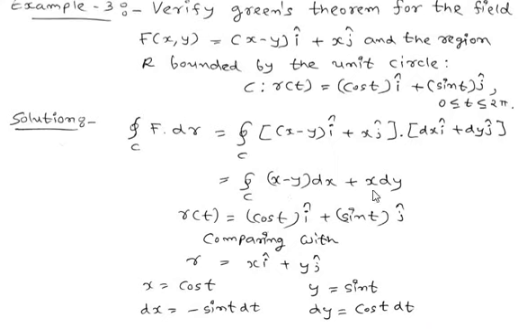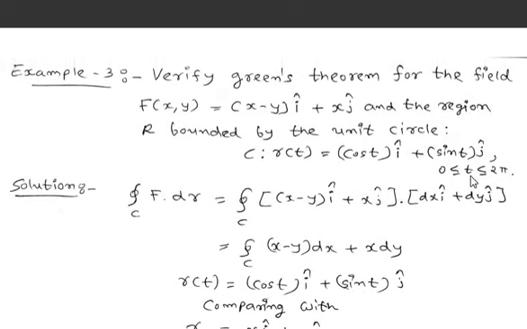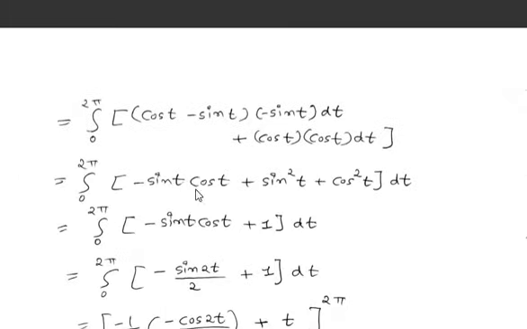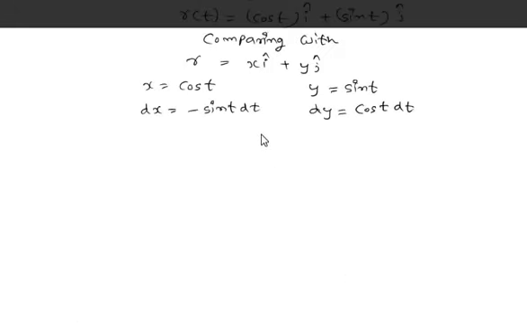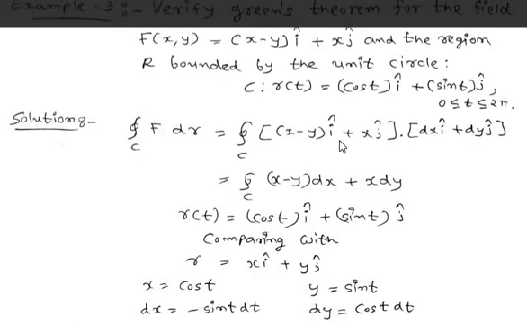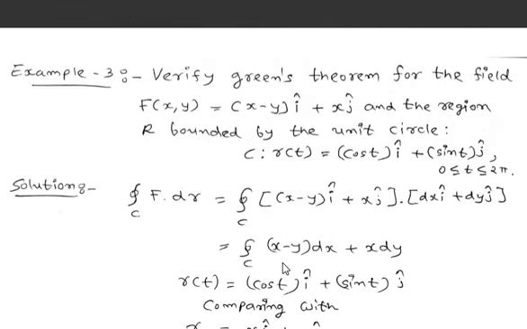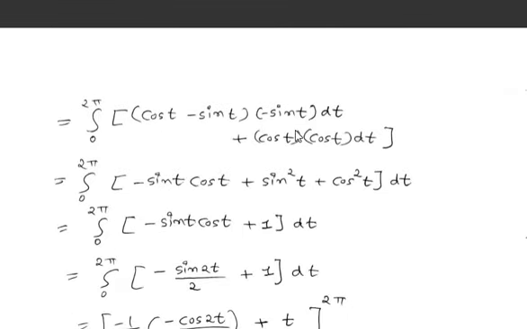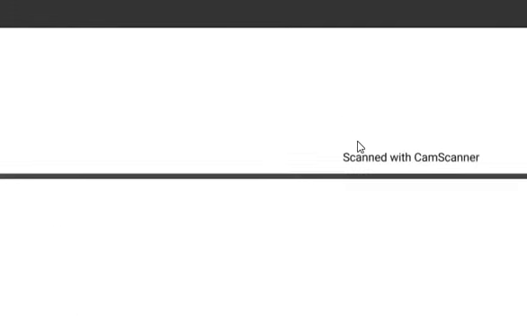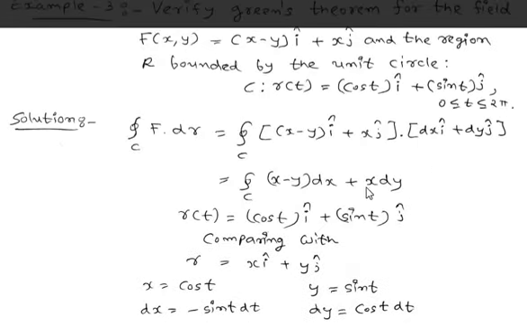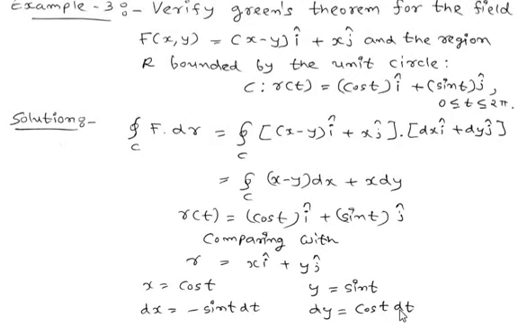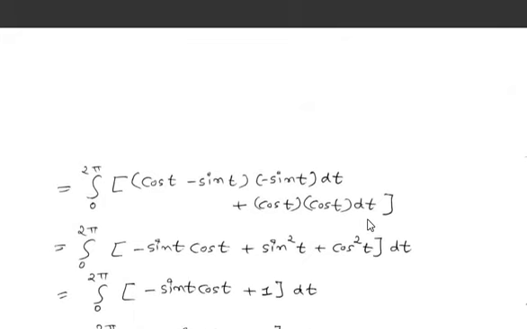So the line integral of this function will be converted in terms of t, and we have to take the limit of t, that is from 0 to 2 pi. So we have taken the integration from 0 to 2 pi, and this is the integral over C of (cos t minus sin t) times dx, which is minus sin t dt. Then plus x dy, and x is cos t and dy is cos t dt.